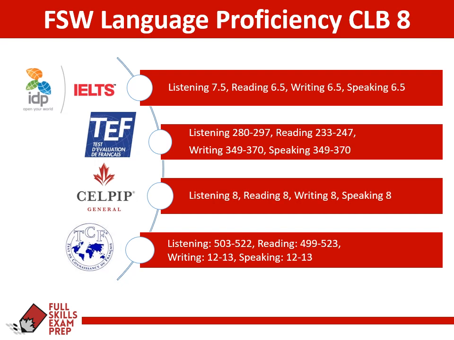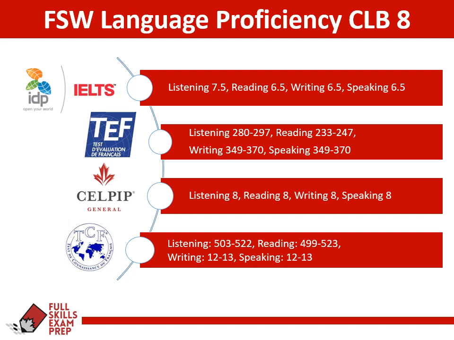So when we drop down a little bit to CLB 8, well, we can see the scores over here. And we can see that for IELTS, it really just drops a 0.5 of a band. So listening is now a 7.5, and everything else is a 6.5 for IELTS at a CLB 8. For CELPIP, an 8 is an 8, so it's pretty straightforward there.